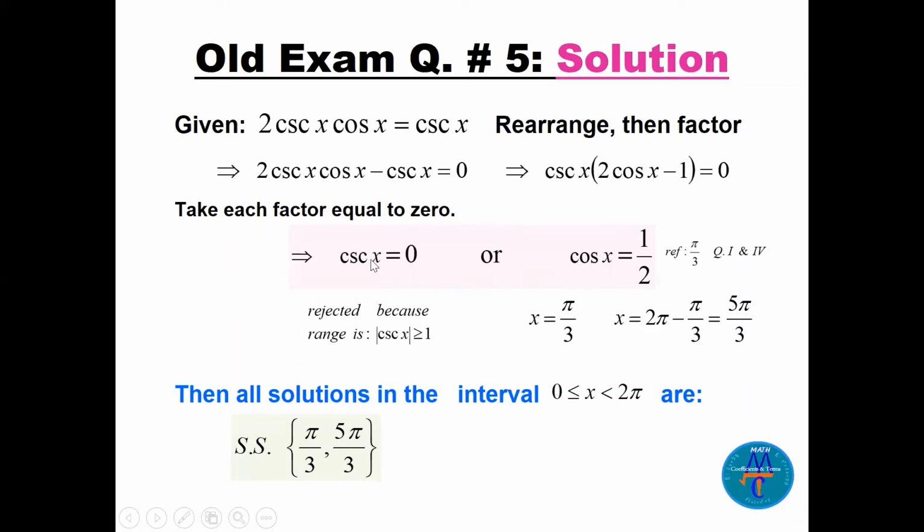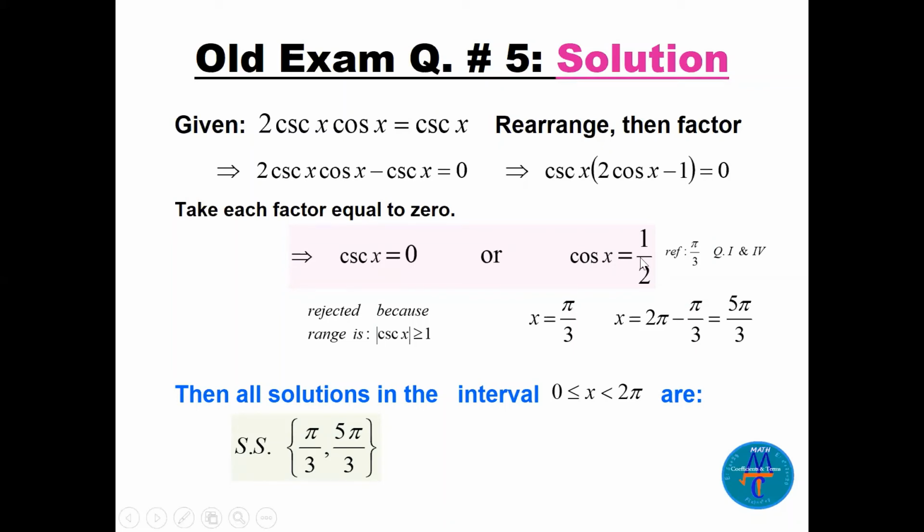Now remember here, cosecant of x is equal to 0, that's rejected, because the range, if you remember, the range of the graph of cosecant of x will be the absolute value of cosecant greater than or equal to 1. So it's either less than -1 or greater than 1. Another way you can see this rejected, you can take the reciprocal here. Cosecant of x is equal to 0, that means sine will be 1 over 0, which is also undefined.